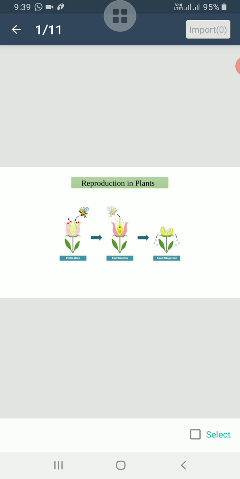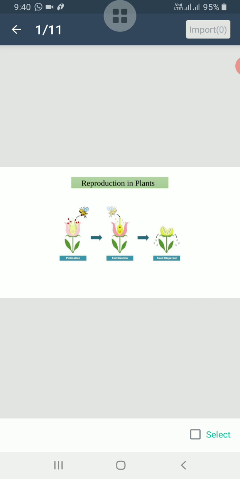Flowers change into fruits which have seeds in them. Seeds germinate to produce new plants. Thus, flowers are the reproductive part of a plant. The other parts of a plant, for example, roots, stems, and leaves, are known as the vegetative parts of plants. But plants do not only reproduce from flowers, they reproduce in several other ways also.